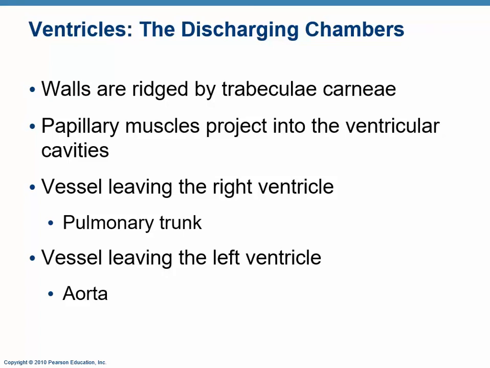The great vessels that leave the ventricles are the pulmonary trunk on the right side and the aorta on the left side. They are both arteries because they take blood away from the heart. Veins always take blood towards the heart. Arteries take blood away from the heart.